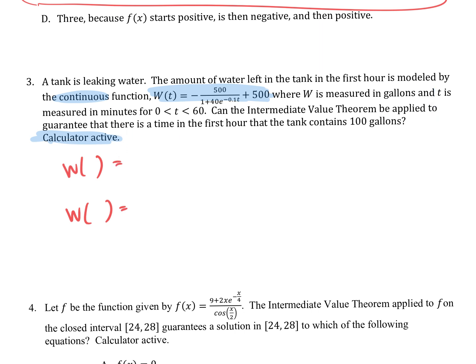T is minutes, very good. We want to check 0 and we want to check 60. First of all, the intermediate value theorem only applies when the function is continuous. So we're feeling good about that. It is continuous.